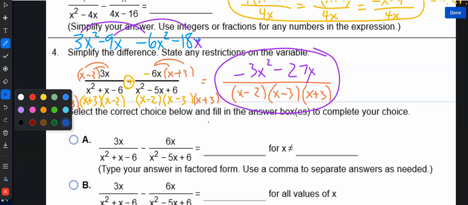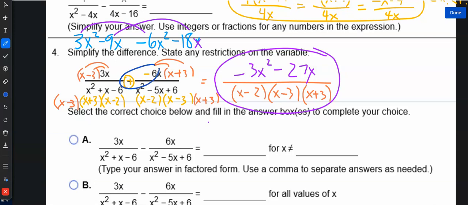on this next one, we did the same thing, right? Move that minus sign up and change it to addition, because you guys are much better at adding than you are subtracting. So we factored the first denominator, that's x plus 3 and x minus 2. We factored the second one, that's x minus 2, x minus 3. Remember, they multiply together to give you the last, and they add to the middle.